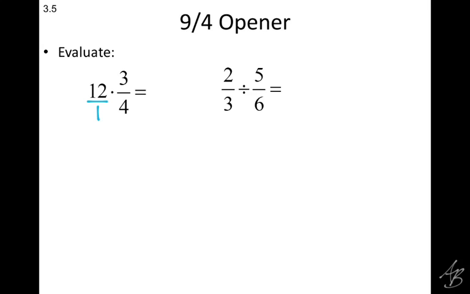3 doesn't go into 4. 2 does. Okay, so let's reduce by 2. 12 divided by 2 is 6, and 4 divided by 2 is 2. Okay, is there anything else we can reduce?